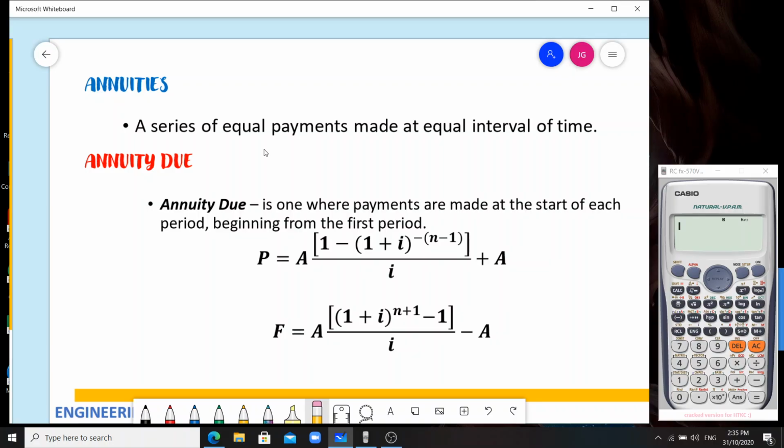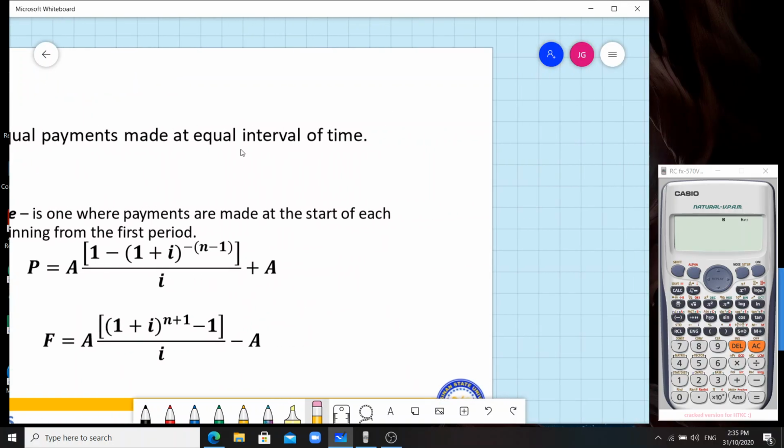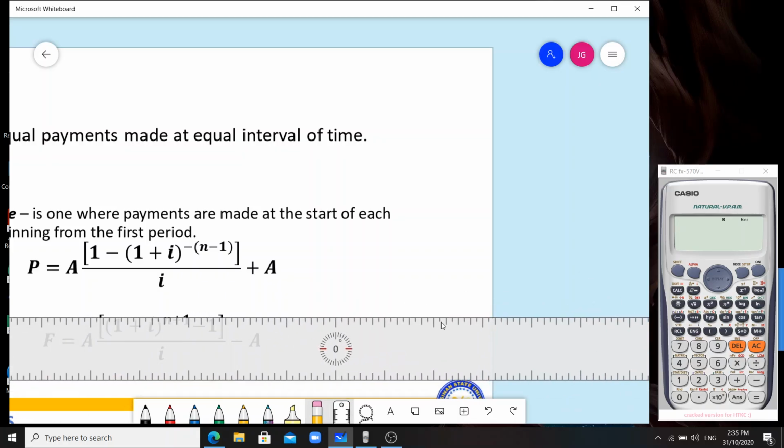So when we say annuity due, iba ito sa ordinary annuity, kasi ang ordinary annuity, ang payment mo is at the end of each period. Ang annuity due is one where payments are made at the start of each period, beginning from the first period. So for example, ang problem natin is for 5 years.